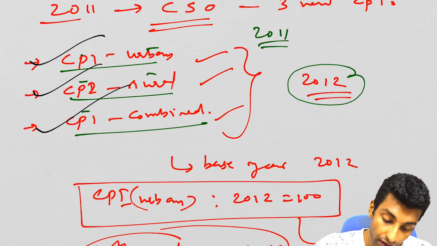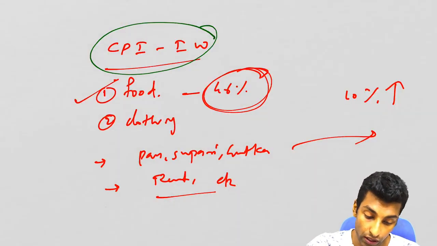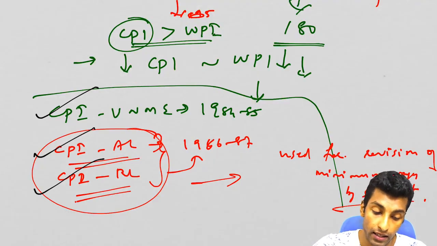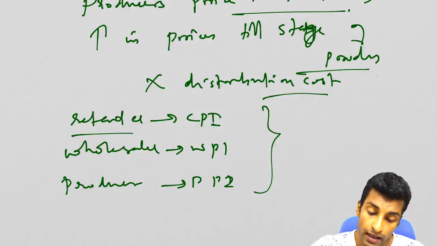So that's about today's discussion. We have talked about WPI, we have discussed what WPI is, we have talked about CPI, we have discussed the 10 CPIs, and then the service price index, producer price index, and base year. So that's about today's session.